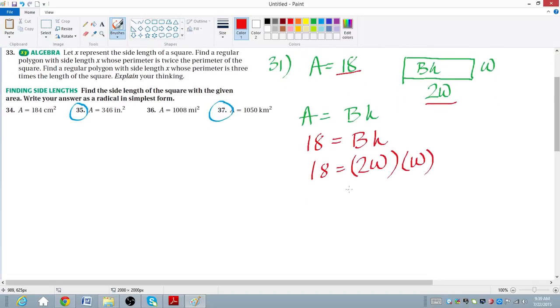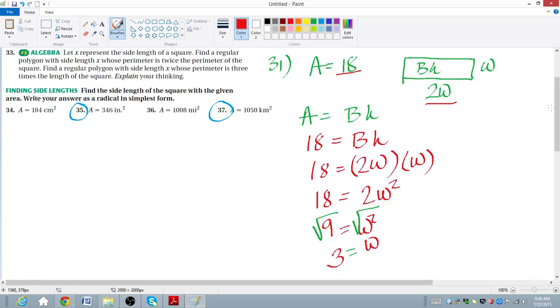So now just work it out. It's in terms of W. Now you can solve for what W is. So W, which is the width. 18 is equal to 2W squared, right? Because W times W. Now divide by 2, so I have W squared is equal to 9. W, now to solve for this, you need to take the square root. So that means W is equal to square root of 9, which is 3.